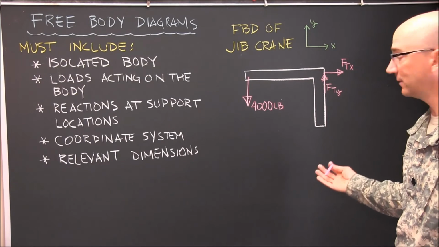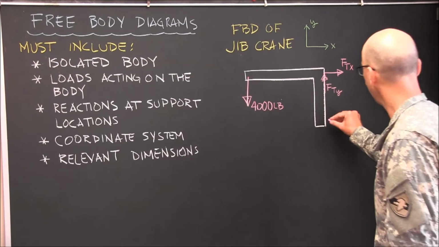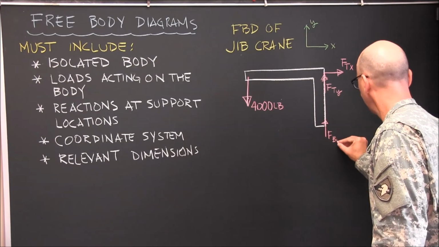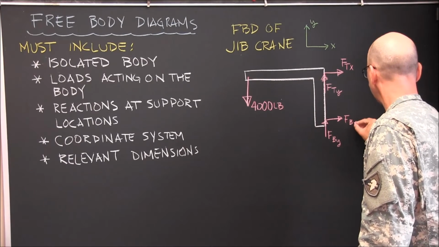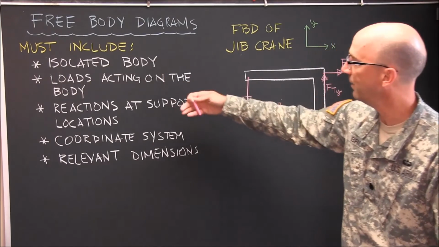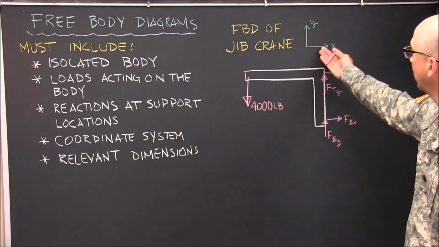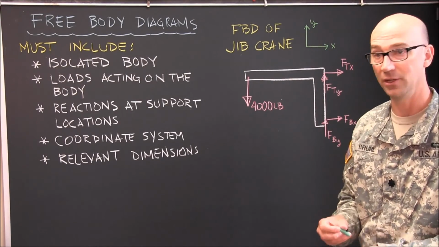We then have the exact same types of force reactions at the bottom pin. So again, we have a force acting in the y direction and a force acting in the x direction. So we now have our isolated body, our loads acting on the body, and the reactions. We've got our coordinate axis system noted here. The only thing we're now missing are relevant dimensions.